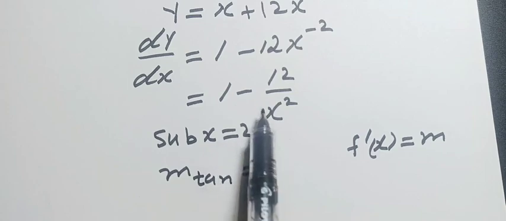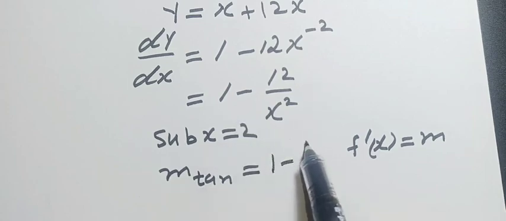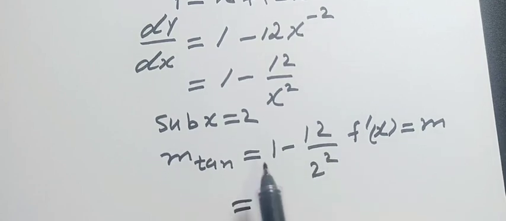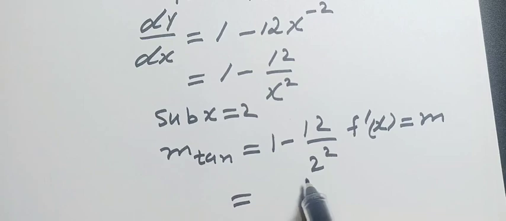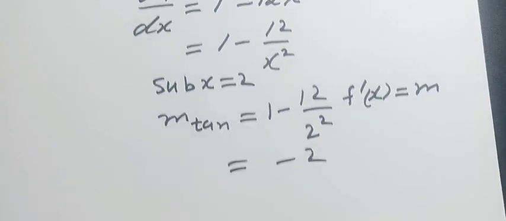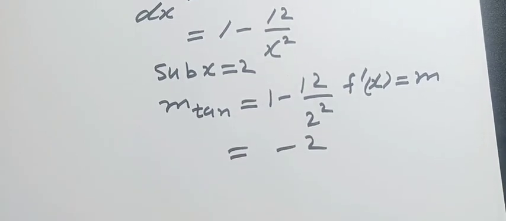So x equal to 2, put in place of x: 1 minus 12 over 2 power 2. Using the calculator, the answer is going to be negative 2. Must remember we calculate the slope of the tangent at point A. We substitute x equal to 2 into the derivative, and there we have it.